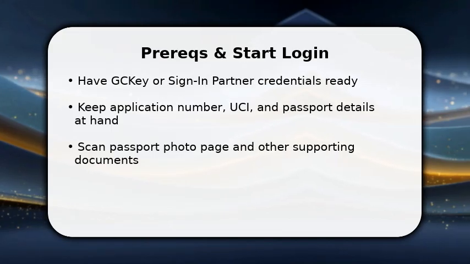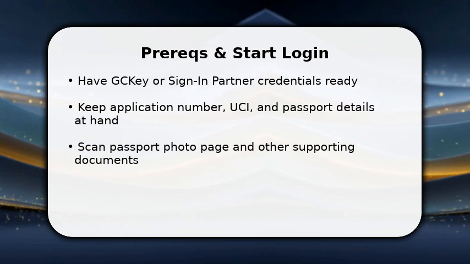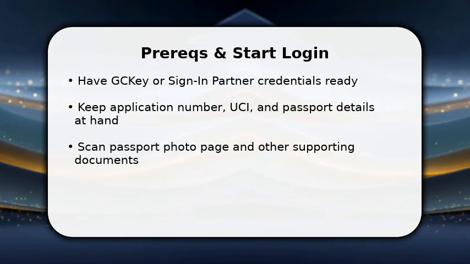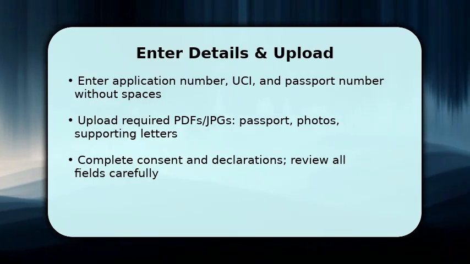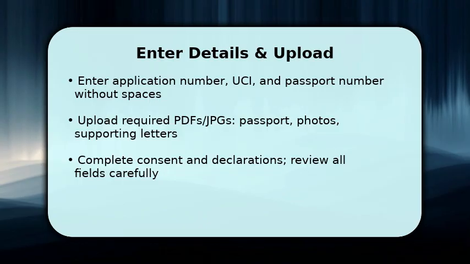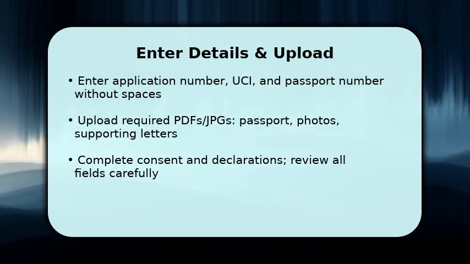If you don't yet have a GC key, create one now using a secure password and recovery answers before proceeding to the next step. Once you've initiated linking, input the application number, UCI, and passport number carefully, no extra spaces or dashes, then verify the displayed applicant name.